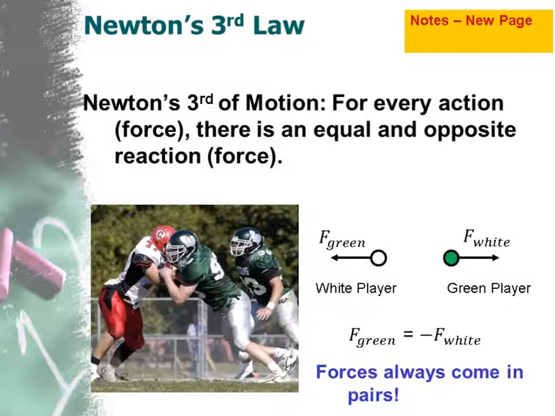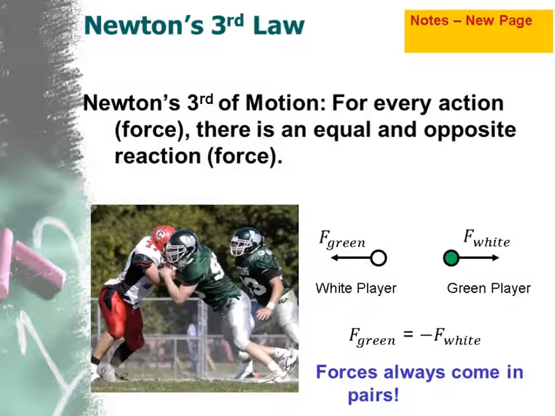Newton's third law of motion states for every action there is an equal and opposite reaction. And what Sir Isaac Newton meant by this is that for every force there is an equal and opposite force. So an example might be a couple of football players on a line of scrimmage, and when the play gets started, one of them is blocking on offense and the other is on defense trying to avoid getting blocked, and they collide and exert a force on each other. So the white player is exerting a force on the green player, and the green player is exerting an equal and opposite force on the white player.